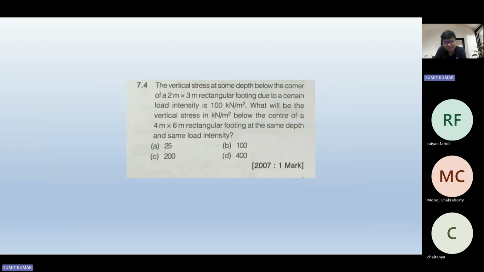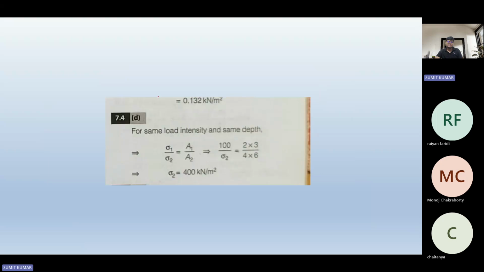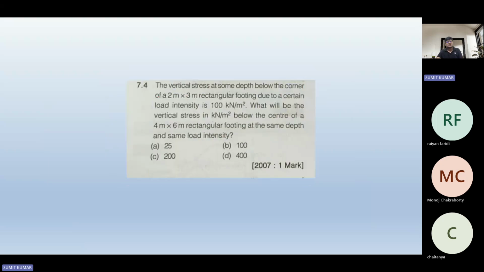Okay, now you see the next problem asks: a vertical stress at some depth below the corner of a 2 into 3 meter rectangular footing due to a certain load intensity of 100 kilonewton per meter square. What will be the vertical stress in kilonewton per meter square below the center of a 4 into 6 meter rectangular footing at the same depth? So you apply the same concept as sigma 1 upon sigma 2 equal to A1 by A2. A1 is 2 into 3, and 100 is the stress developed over there. So you can calculate the sigma 2 value as 400 kilonewton per meter square. Yes, option D is the correct answer for this problem.